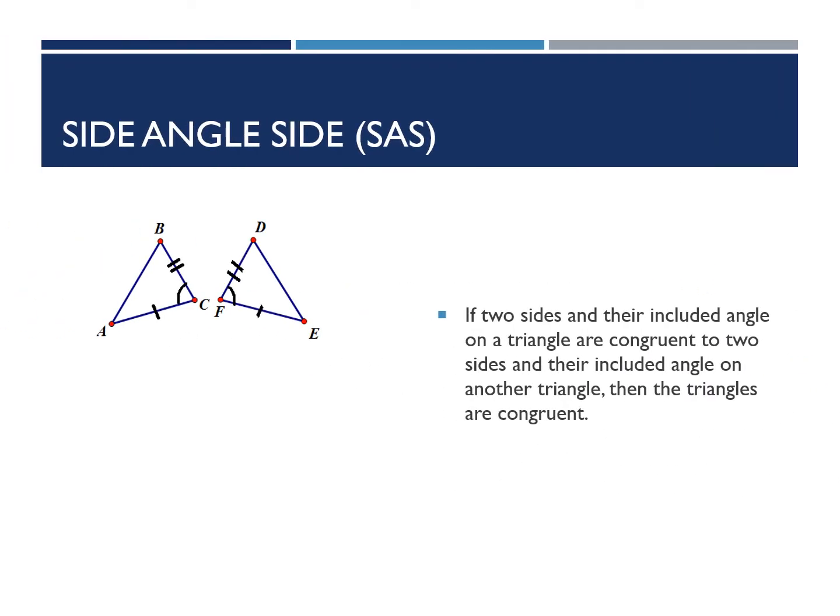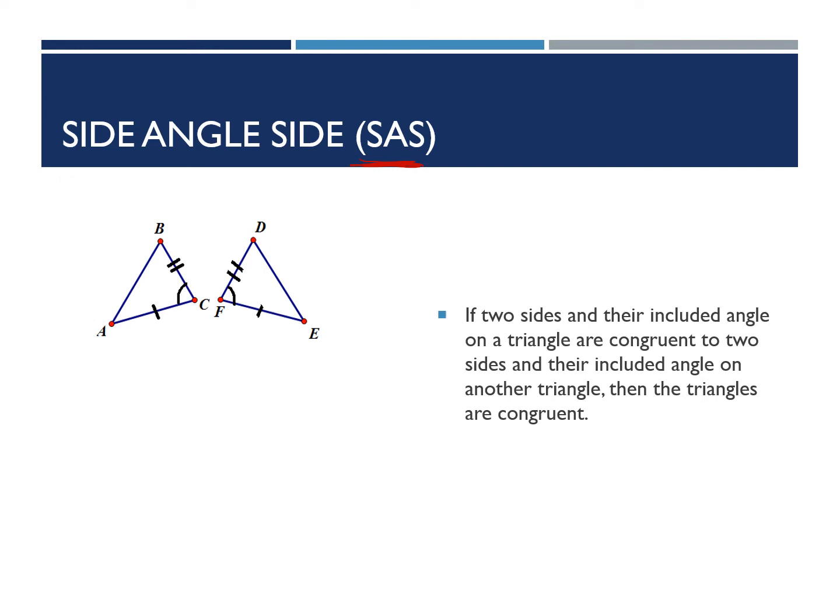Now, there are shortcuts in order to do this. We call them shortcuts because here we only have to prove 3 things are congruent as opposed to 6. And this is what we call the side angle side theorem. If 2 sides and their included angle on a triangle are congruent to 2 sides and their included angle on another triangle, then the triangles are congruent. And we abbreviate that with side angle side, or SAS.